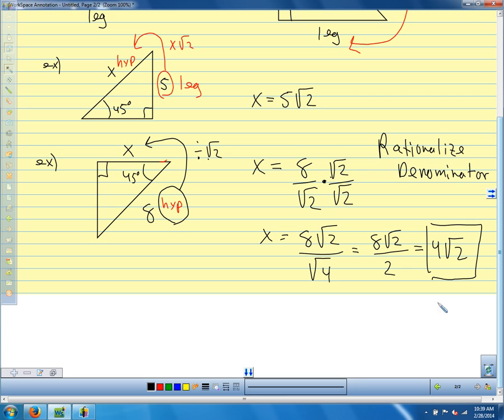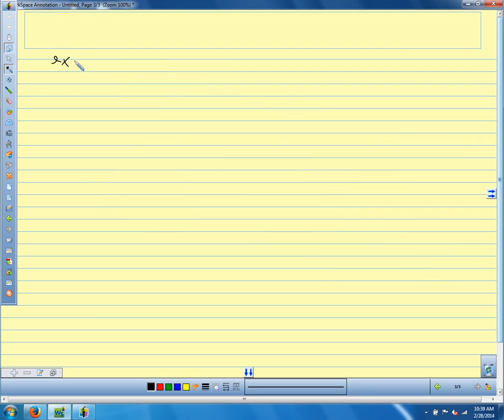All right, so another mistake that students make, or an idea that they think about 45/45/90s, is that our answer will always have a square root of 2 in it. It'll always have something to do with the square root of 2. Not necessarily the case. So let's look at an example of that. So here's my triangle for this one. And we want to find x here. So let's label our sides.